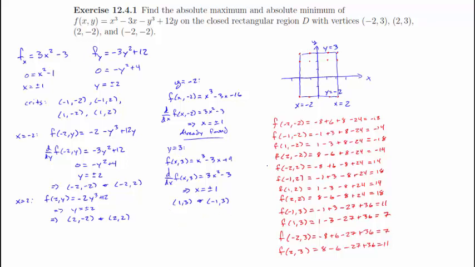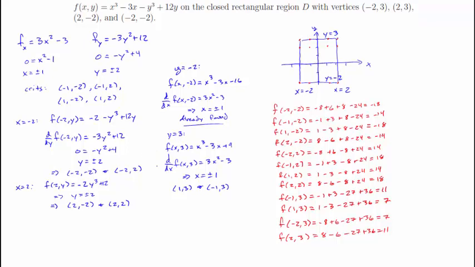Now to determine what my absolute max and absolute min is, I go ahead and take all of these critical points that we found. There are a total of 12 of them, and I plug them all into the function. I'm starting at the bottom left corner and going right, and then going up to the next row of dots and working across and so forth. So f of negative 2 comma negative 2 equals negative 18. F of negative 1 comma negative 2 equals negative 14. F of 1 comma negative 2 equals negative 18.